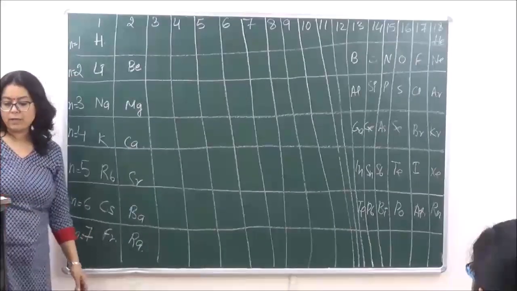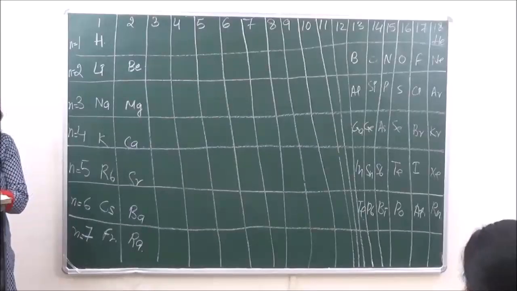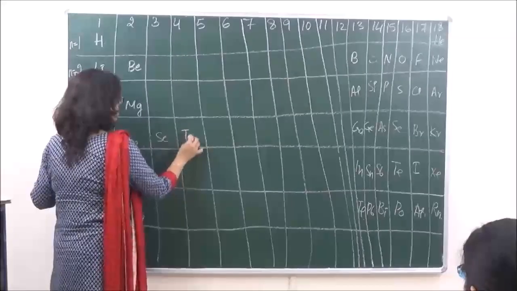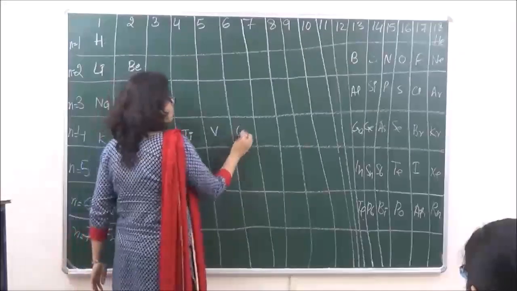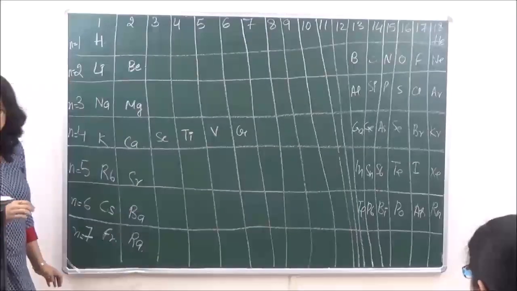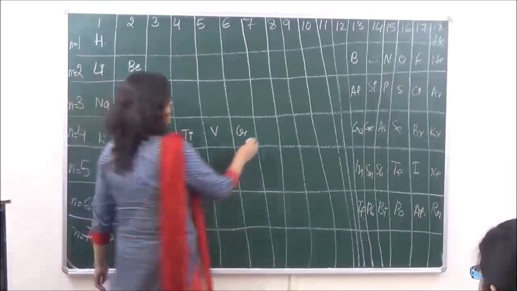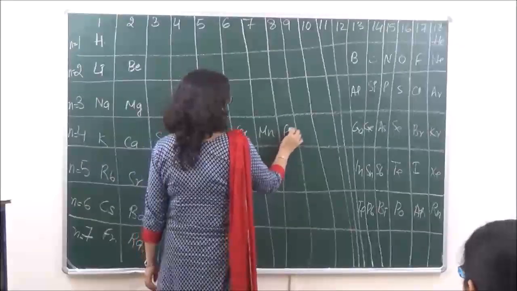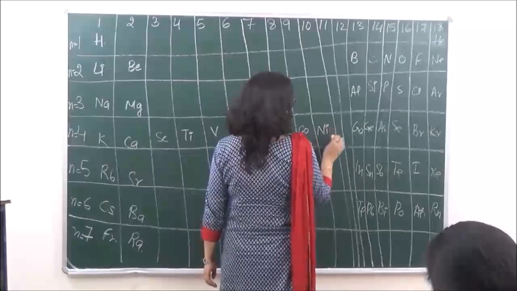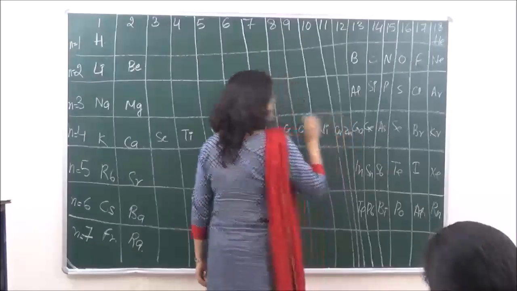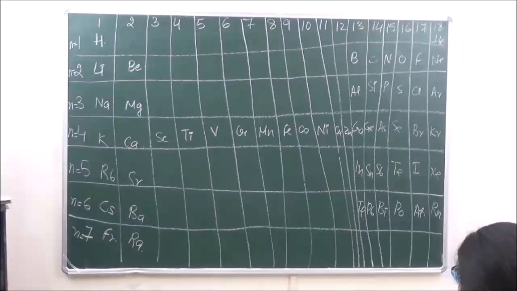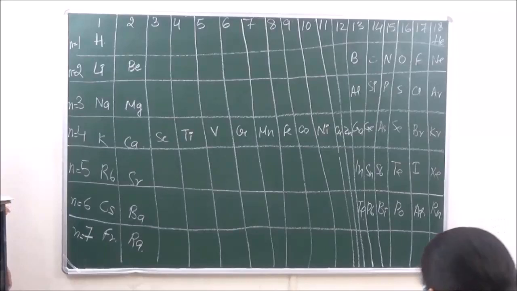So which is the third one? We have scandium, starting from scandium, titanium, vanadium, chromium. Right? After chromium, which is the next one? Manganese, iron, cobalt, nickel, copper and zinc. Right? So these are the elements of which series? 3d series. The first transition series.